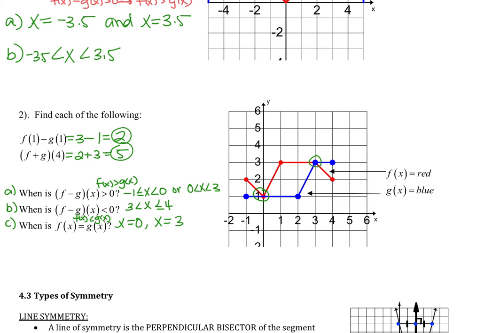So that is all the same stuff that we did, but just with graphs given instead of with the functions given. I could also ask a question, something like find f of g of -1.